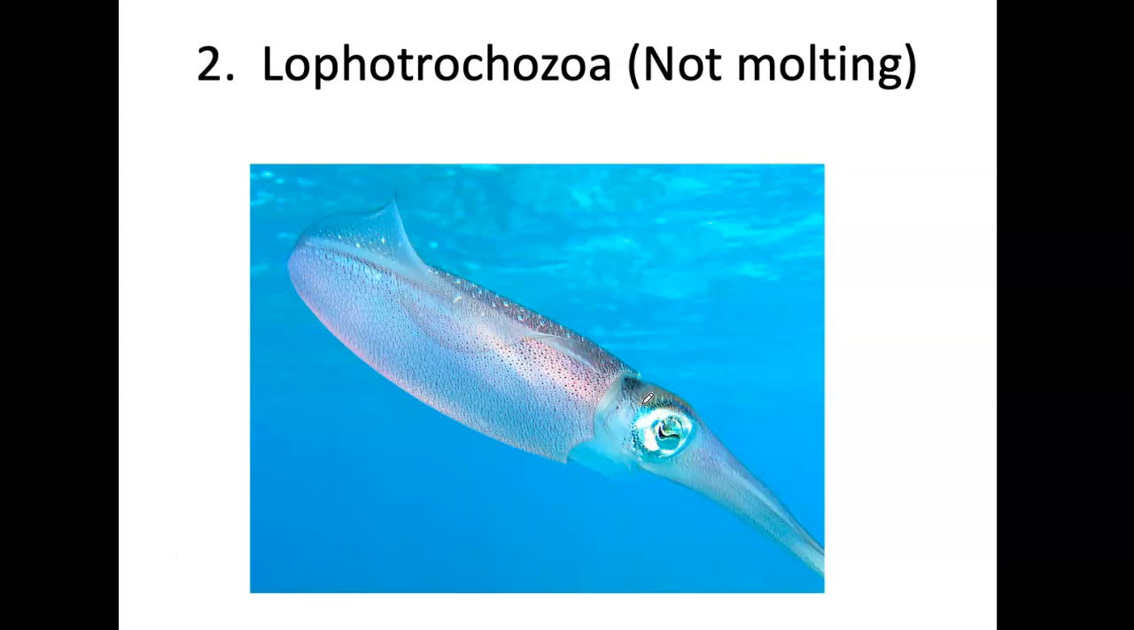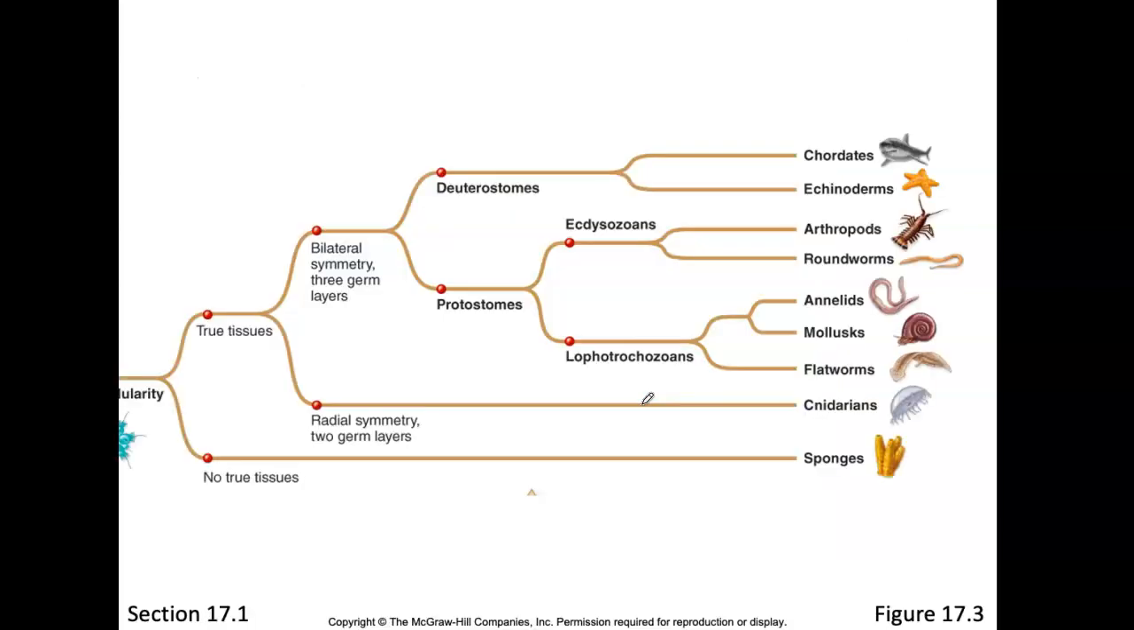So protostomes then branch into the ecdysozoa, and they molt. The other group is the lophotrochozoa, and they don't molt. Just think of it like that. There are some other characteristics that are important, but at this level, for this course, all we think of is not molting. So let's go back. Ecdysozoans molt: it's the insects, all the arthropods, the crustaceans, and roundworms. And the annelids, the mollusks, the flatworms are not molting. Okay?